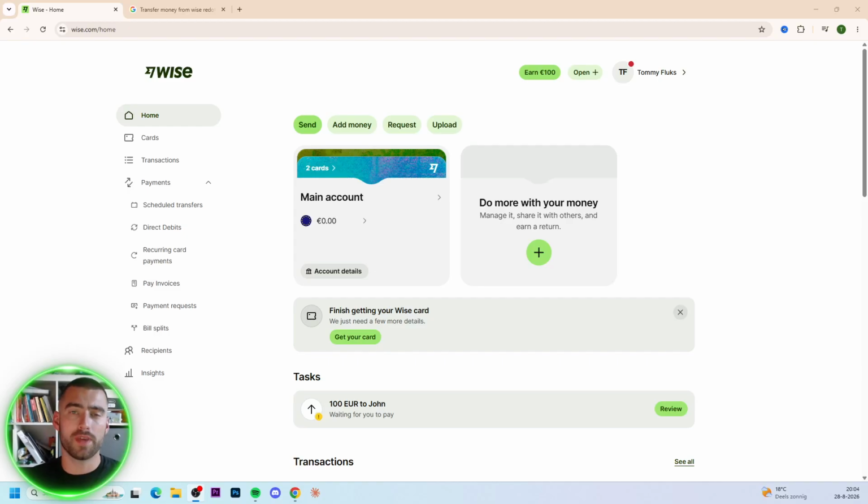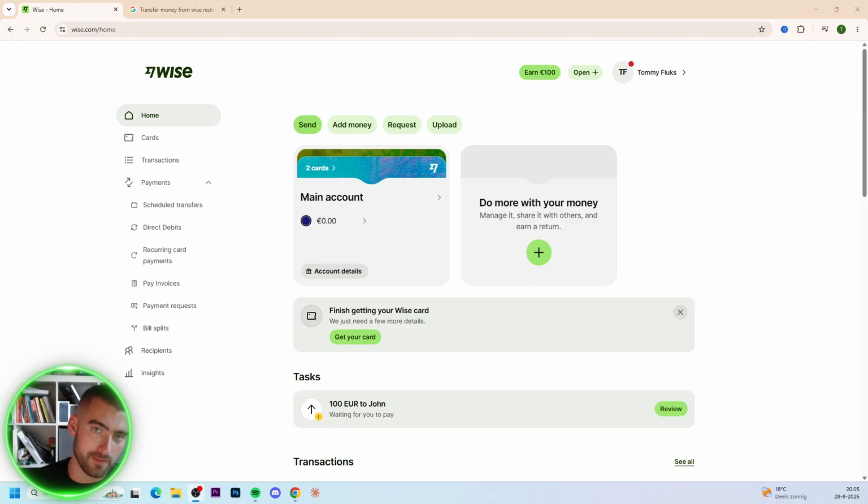Hey you, and welcome to this video where I will help you out with how to transfer money from Wise to RedotPay. What you need to know is that Wise is not a huge fan of supporting direct transfers from a cash app to a cryptocurrency platform. So what you need to know is you cannot send money directly from Wise to RedotPay.